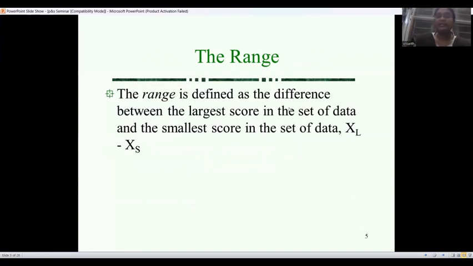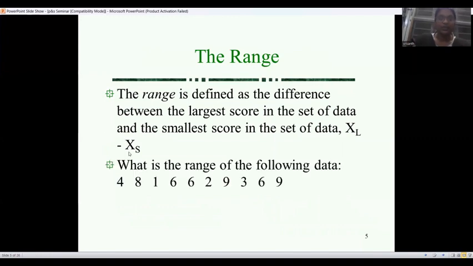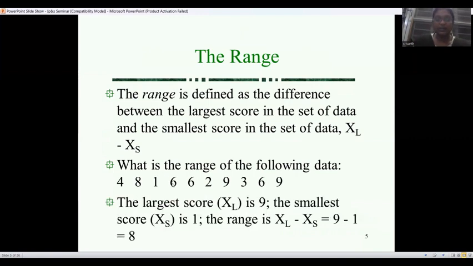A range is defined as the difference between the largest score in a set of data and the smallest score in the set of data, where XL represents the larger data in that set and XS represents the smaller data in that set. Here, let us see what the range is in the following data. The largest element is 9 and the smallest element is 1. So, the range is 9 minus 1, that is 8.